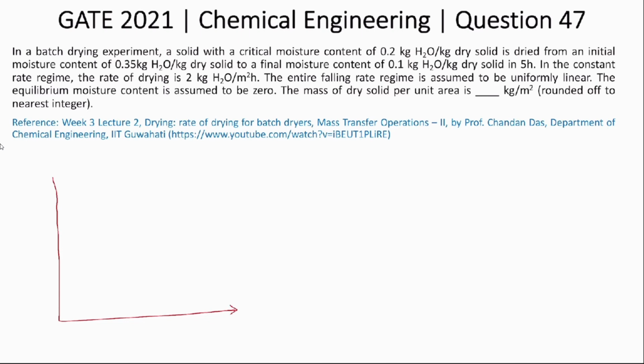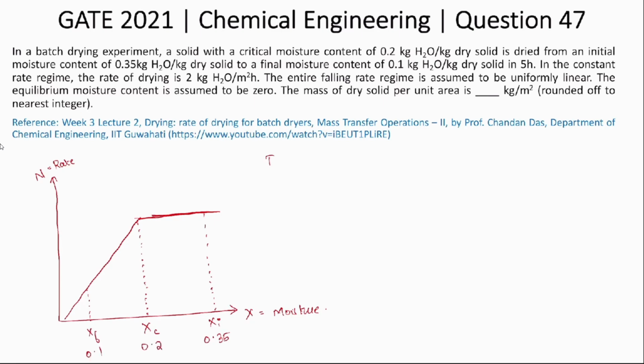So let's go to the rate curve. We have the moisture and the drying rate on the x and y axes. The constant rate is a flat line, and here the falling rate is basically a straight line. There is no curve involved in it. And the critical moisture Xc is given, initial moisture Xi is given, the final moisture Xf is also given. So Xi is 0.35, Xc is 0.2, and Xf is 0.1.